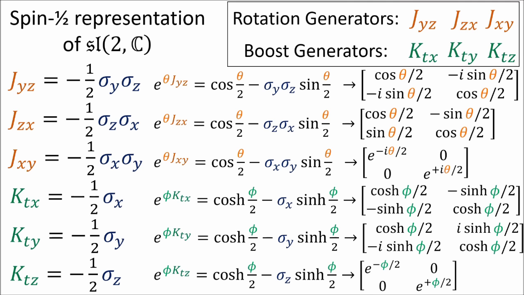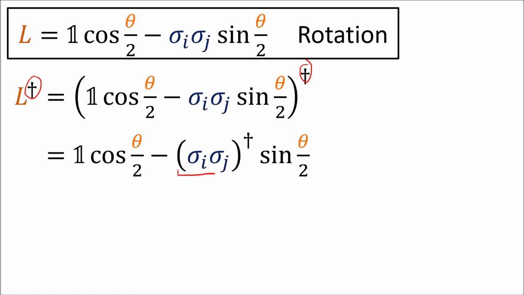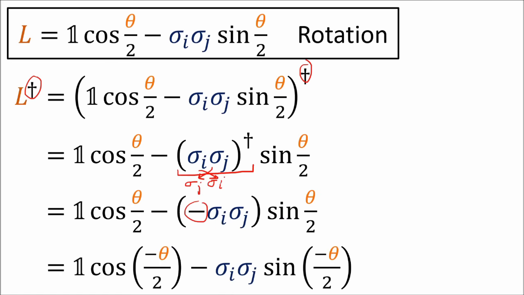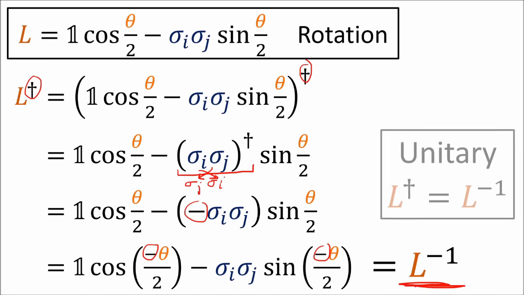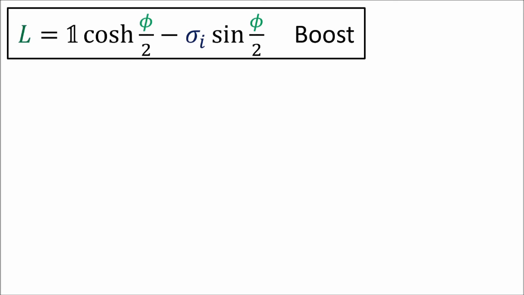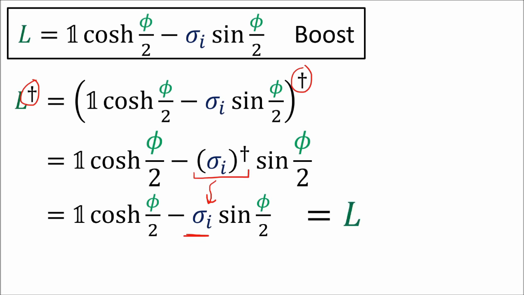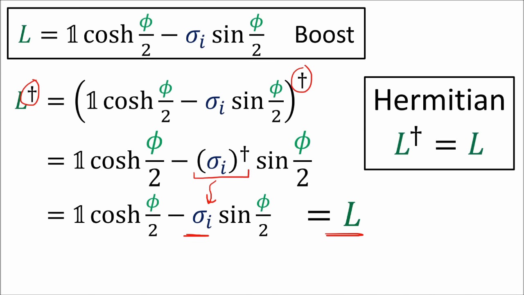Since the formulas for rotation matrices involve bivectors, taking their Hermitian conjugate flips the bivector order and gives the inverse. So the rotation matrices are unitary. Since the boost formulas involve only vectors, which are Hermitian, all the boost matrices are also Hermitian.